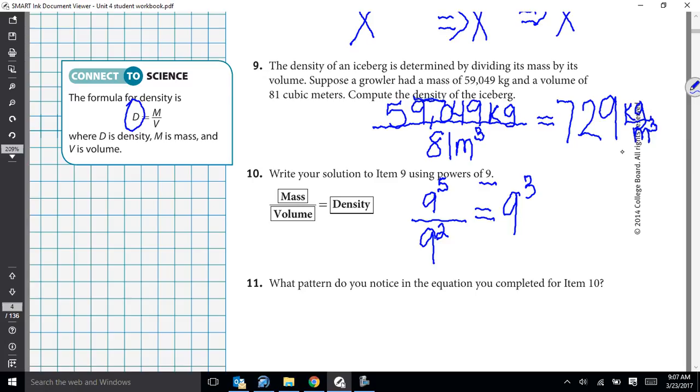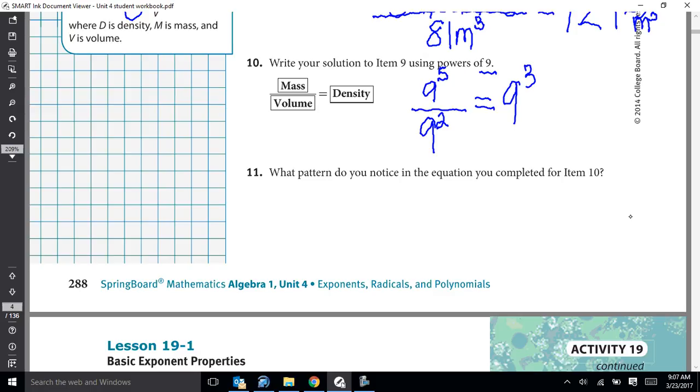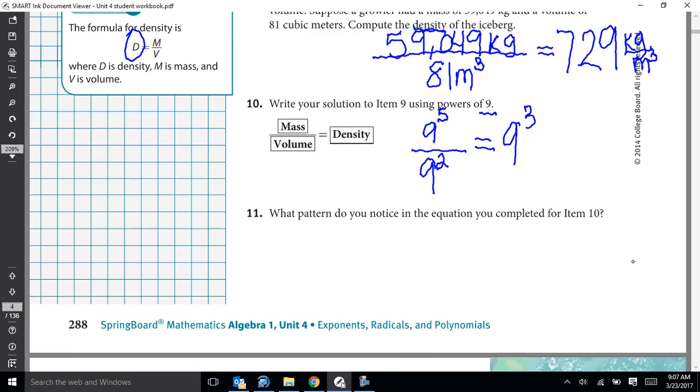All right, so what I'd like for you to do is talk with your neighbor for a few seconds. What pattern do you notice in the equation you completed in number 10? Since we're talking about exponents, our bases are the same, so what happened with our exponents to get there?